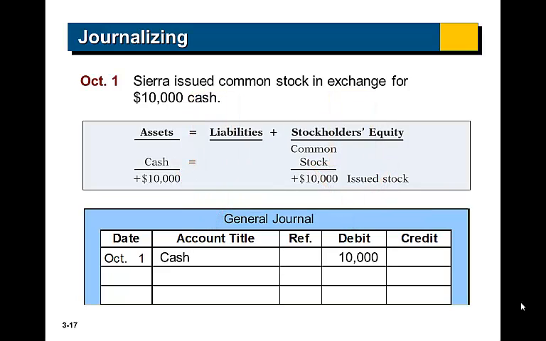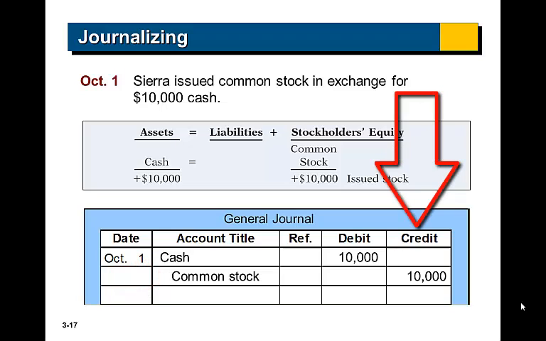We then enter common stock. However, you do not line up the account title under cash. You must indent the account title. Anything being credited must be indented. We then enter $10,000 in the credit column.